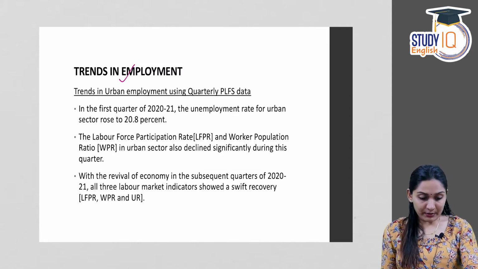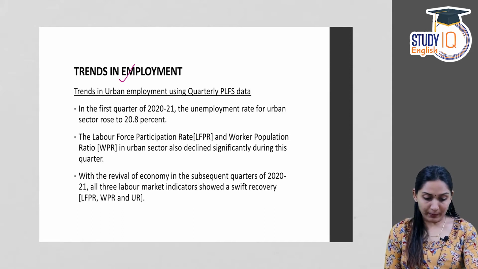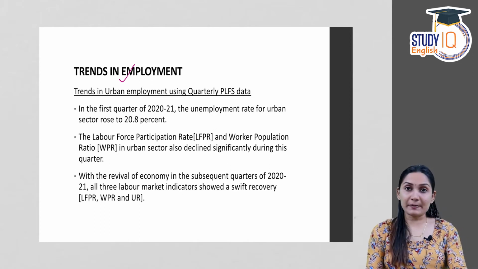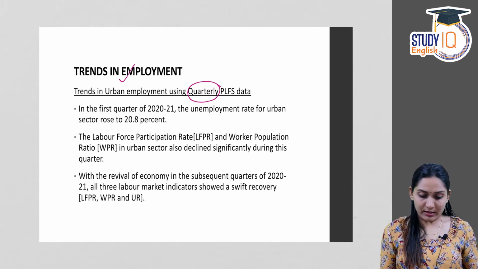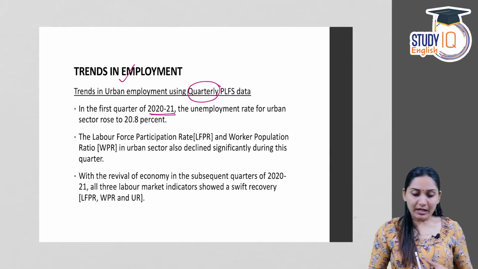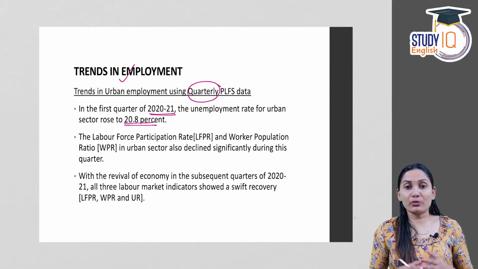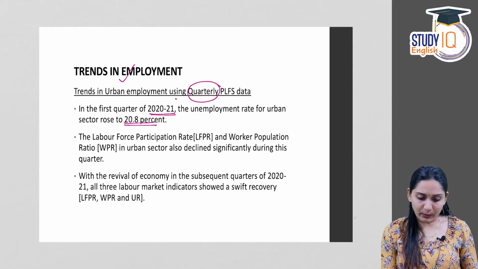Now, coming to trends in employment, first coming to trends in urban employment, and this is using the quarterly data of PLFS, that is Periodic Labour Force Survey. So this is using the quarterly data from Periodic Labour Force Survey. Now, in the first quarter of 2020-21, the unemployment rate for urban sector rose to 20.8%. In the first quarter, that is 2020-21 financial year, first quarter, Q1.